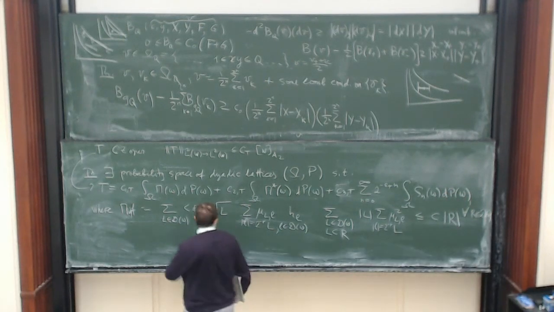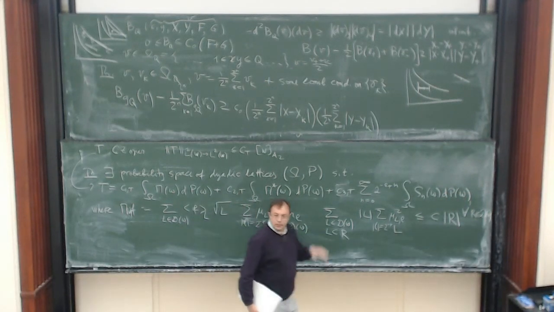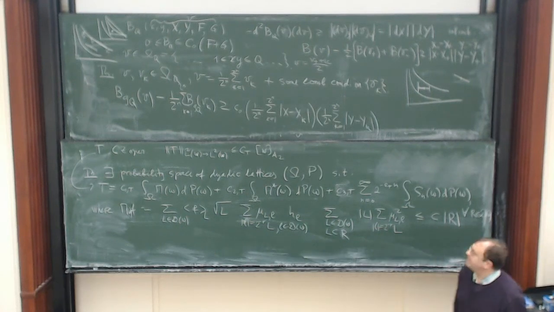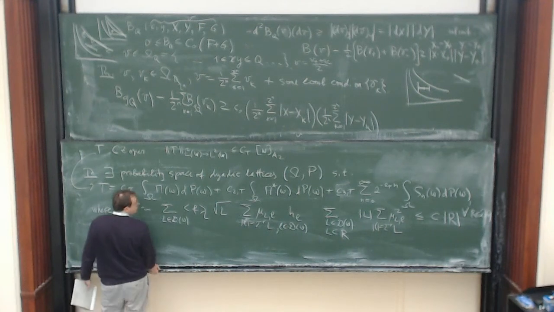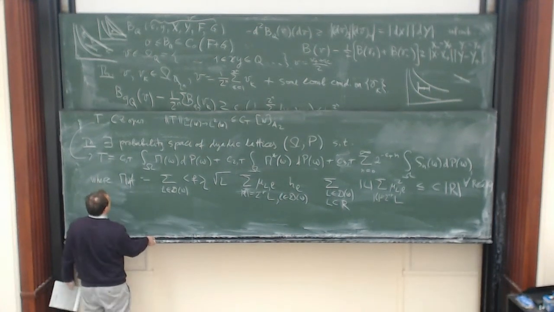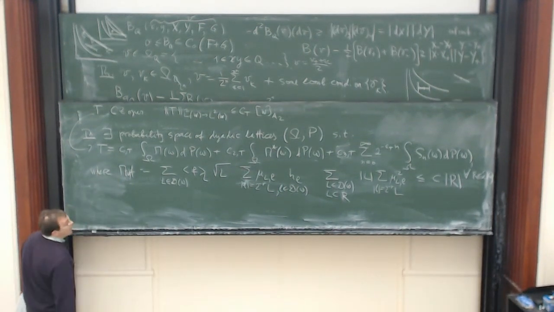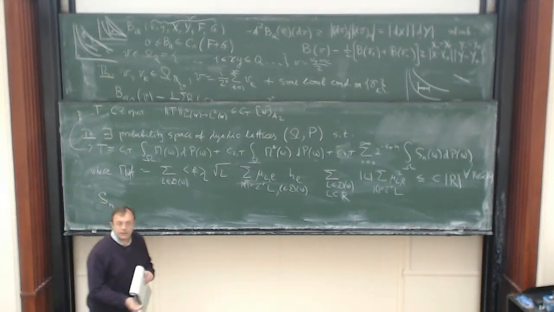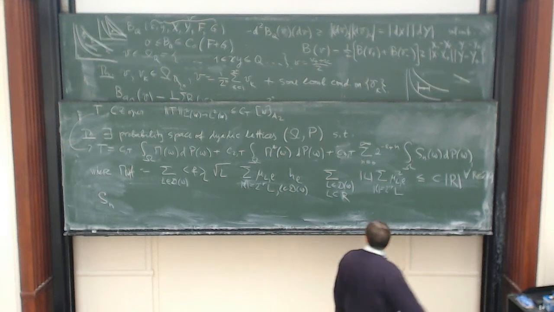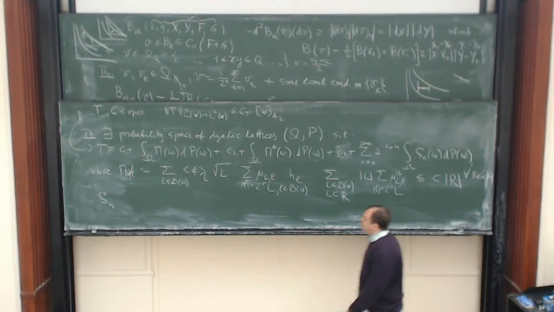So you may ask, what is this constant R here? It will be explained later. It's a certain fixed constant. Okay, so this is the paraproduct. And then what is Sn? Well, this is interesting to explain. This is the shift. So this is a dyadic shift of order n.